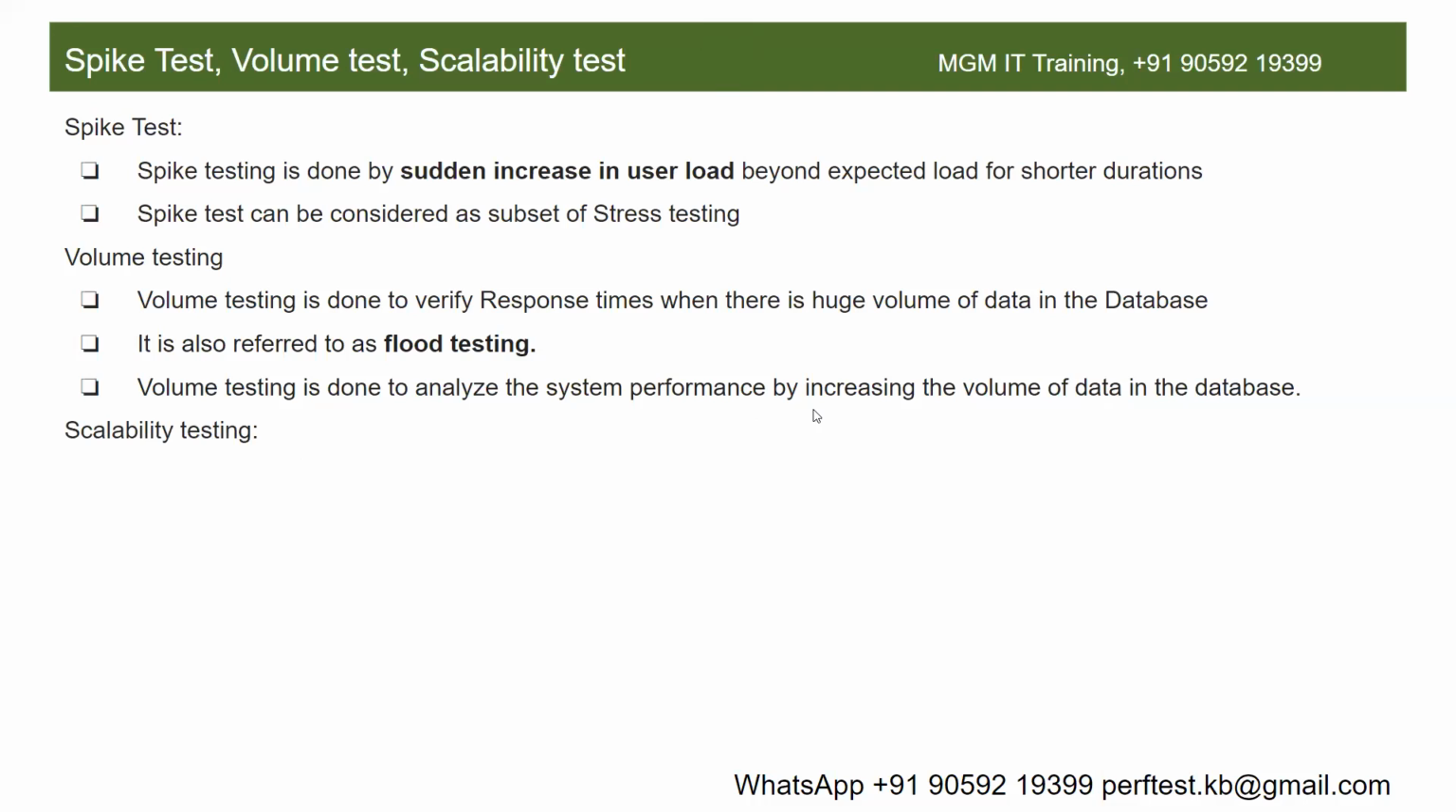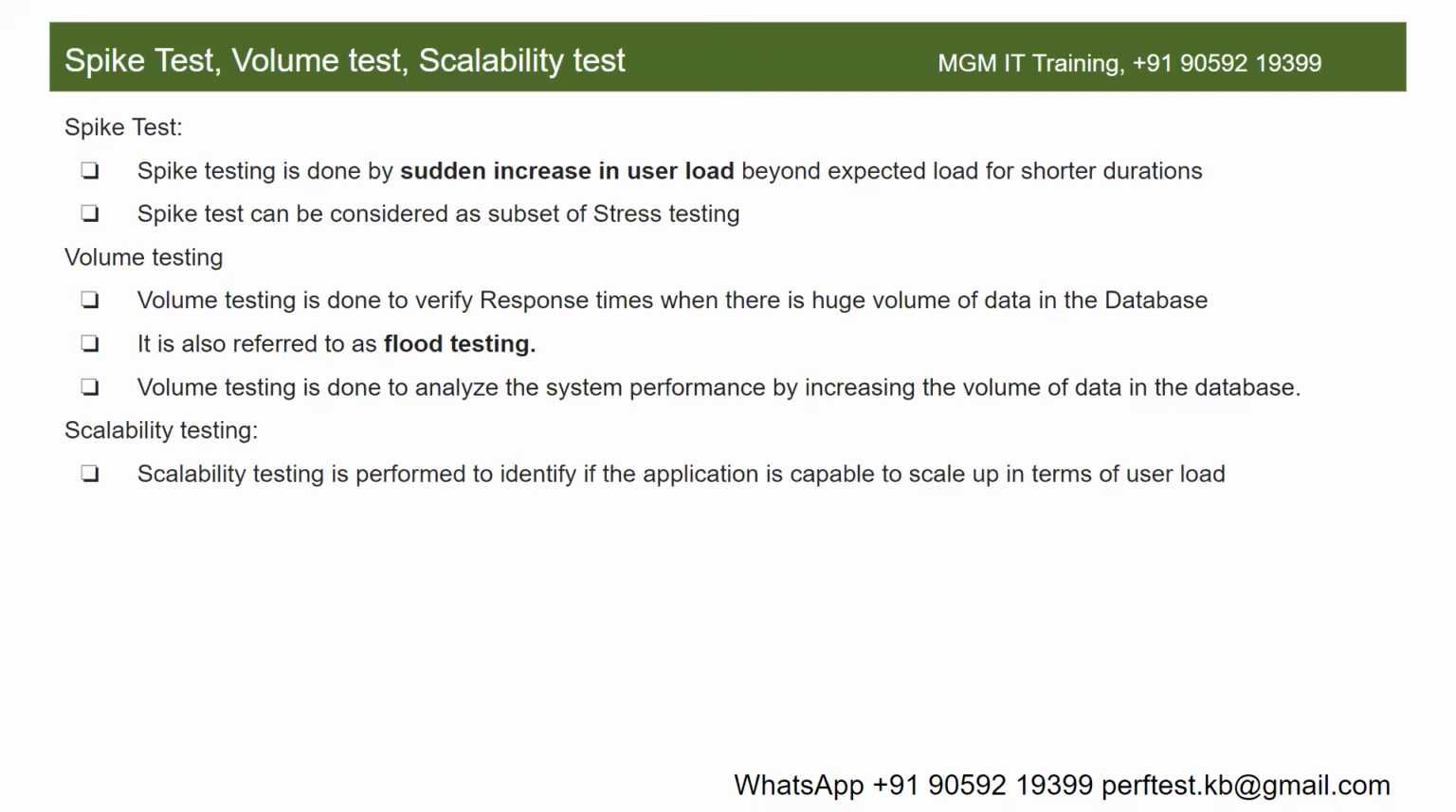The next type of testing is scalability testing. I gave some examples already, right? It is performed to identify if the application is capable of scaling up in terms of user load. The best example I can give with numbers is the Facebook case. Let's say Facebook currently has 20 million users worldwide, and they project that in the next 1 to 2 years the user load will increase by 50%. That means 30 million users will start using Facebook.